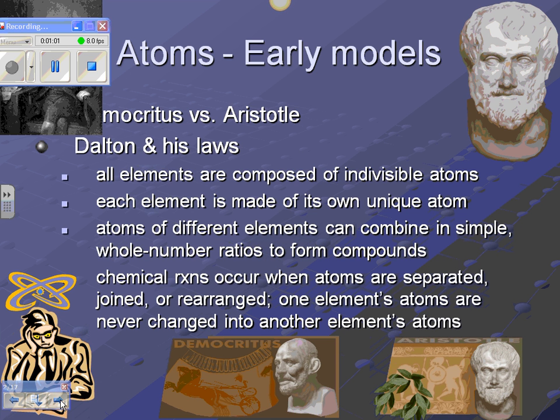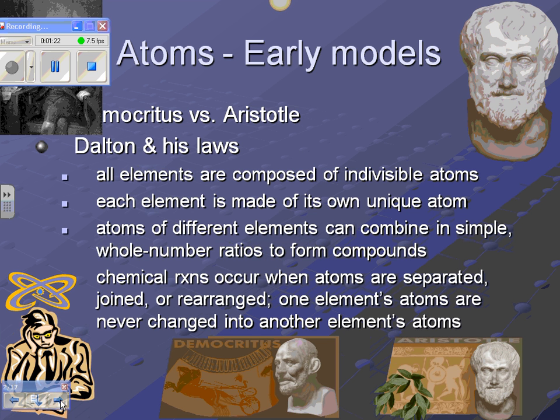Every element is different in that it has a different type of atom. Flashing forward to what we know now, why they're different is because of the different number of protons and electrons. The number of neutrons can be the same, but definitely the different elements are made out of different atoms due to the number of protons and electrons.